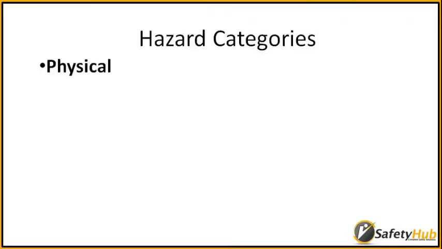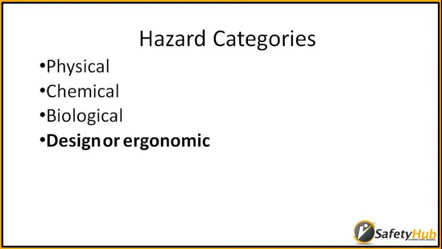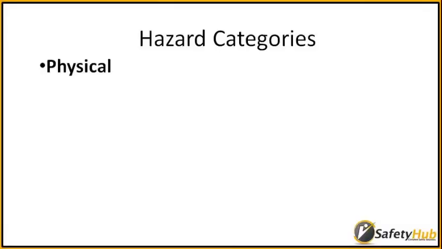And what we do is we break down the workplace into subcategories. And these are called physical, chemical, biological, design or ergonomic, and psychosocial. And I need to take you through these definitions because once you get your head around it, it makes it really easy to look at your workplace. So let's have a look at physical hazards.